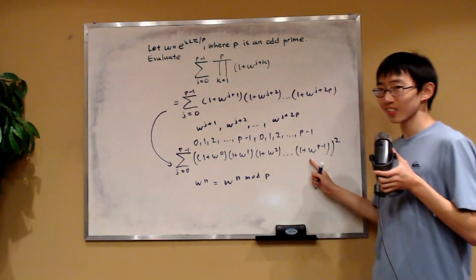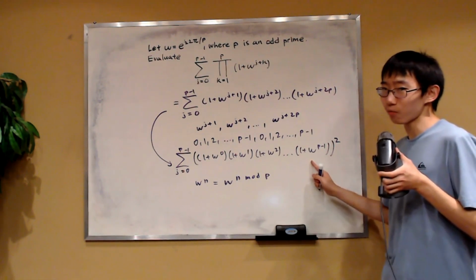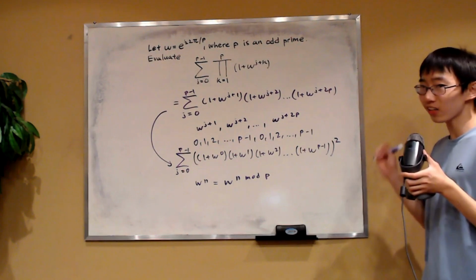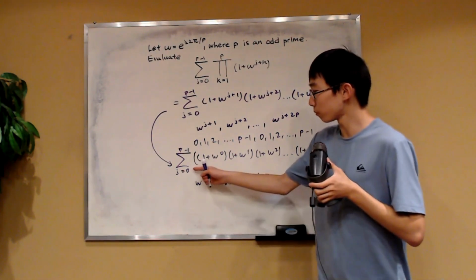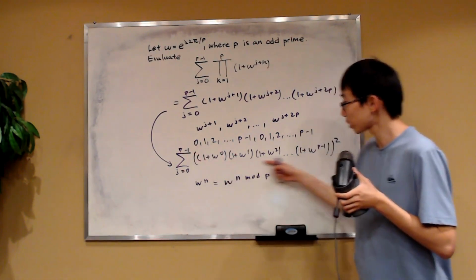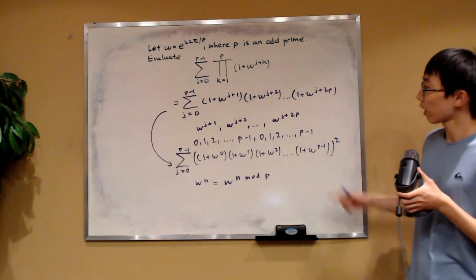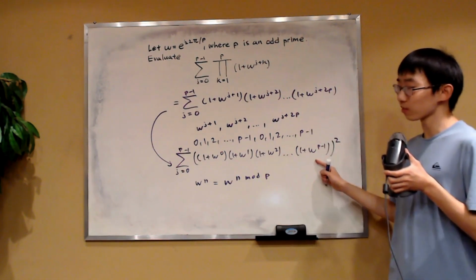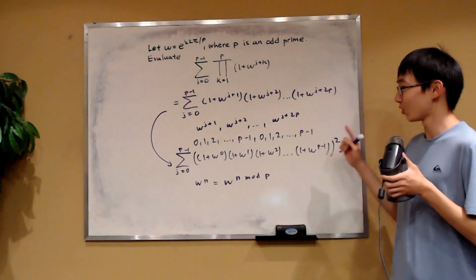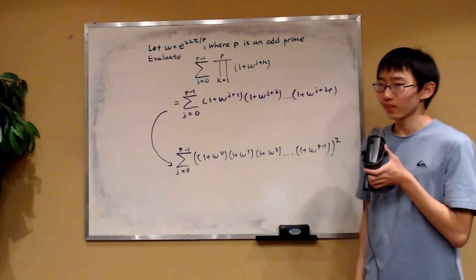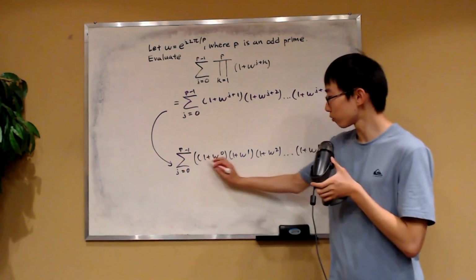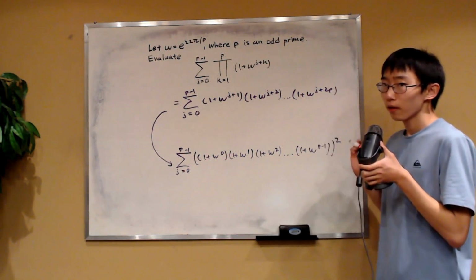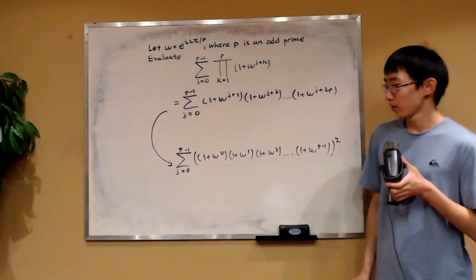Now, this looks a lot more inviting because we now know that across j from 0 to p minus 1, this expression is fixed, whereas before, having this j over here did not make it look fixed. So it's definitely more convenient to work with this expression. Now, all we have to do is evaluate this product and then square it. But how do we do that?